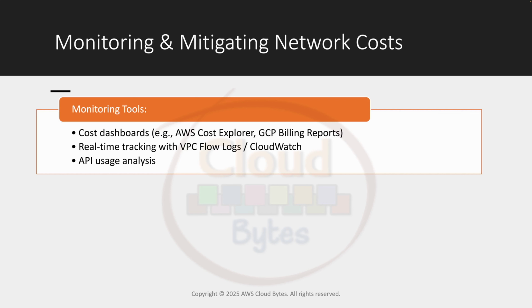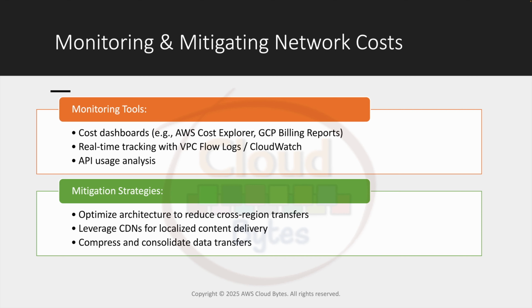Let's look into monitoring and mitigating network cost. Some of the monitoring tools you can use are the cost dashboard, AWS Cost Explorer, GCP billing reports, and real-time tracking with VPC flow logs, CloudWatch, and API usage analysis. To mitigate these expenses, consider optimizing your application architecture to minimize cross-region transfers. Use a CDN, or content delivery network, to cache and serve static data closer to the user. Compressing data before transfer also helps reduce cost because less data is transferred. Also, reevaluate API call patterns and consider consolidating calls when possible.